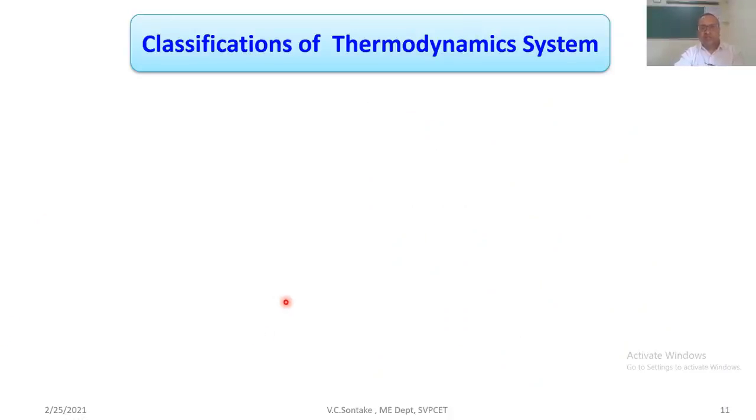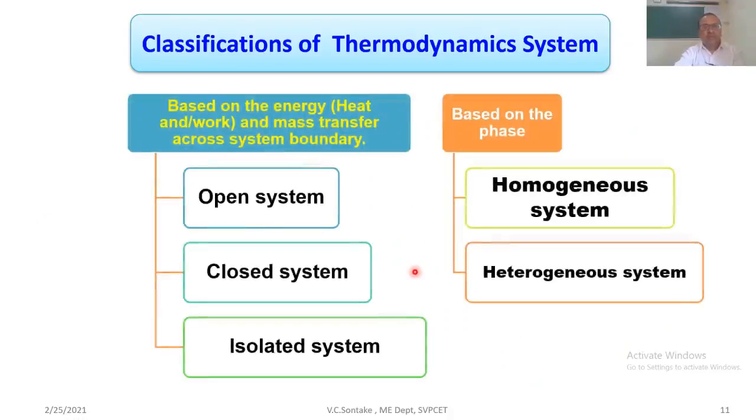Classification of thermodynamic system. Thermodynamic systems are classified based on the energy and mass transfer across the system boundary. Energy is having two forms, heat and work. Now, based upon this criterion, thermodynamic systems are classified as open system, closed system, and isolated system. And based upon the number of phases, system can be classified as homogeneous system and heterogeneous system.